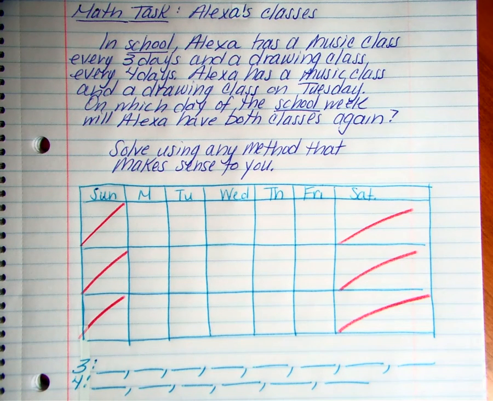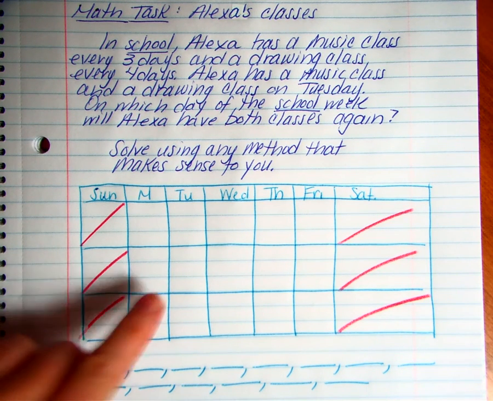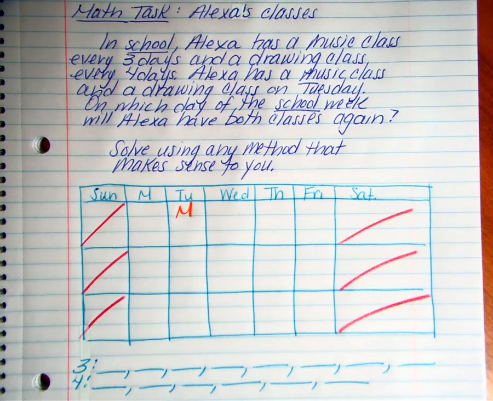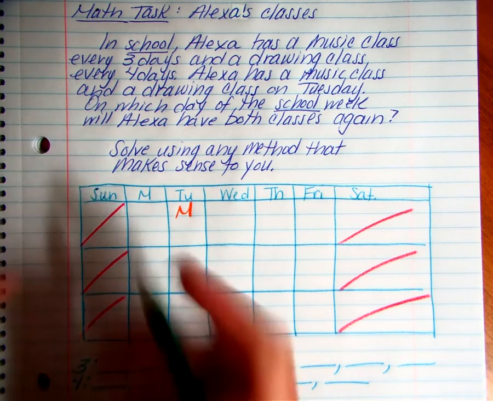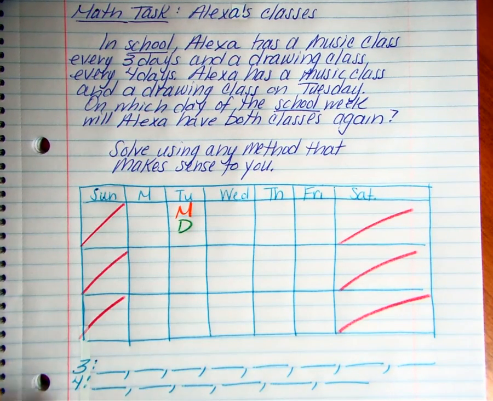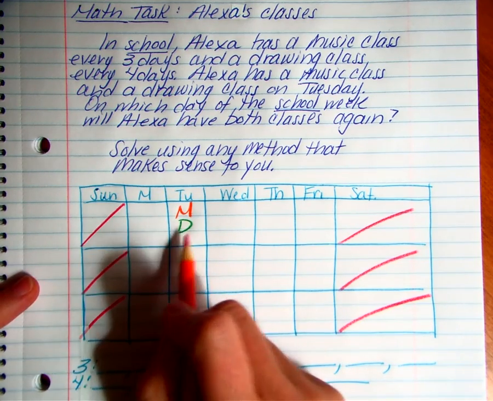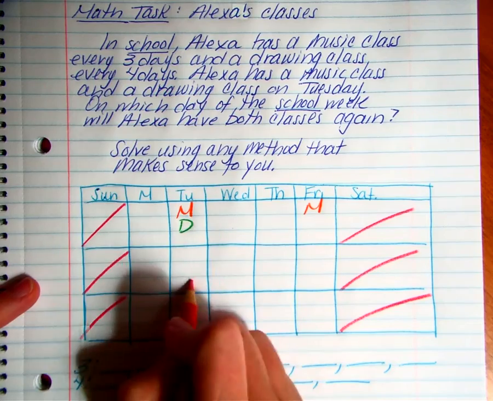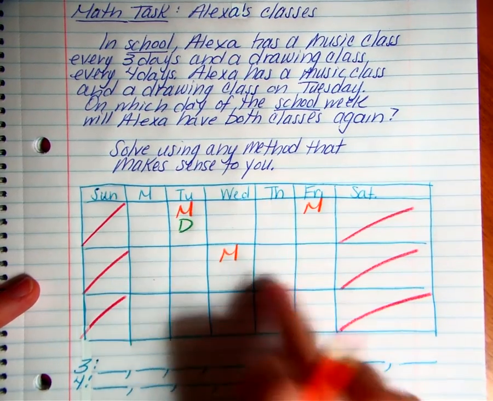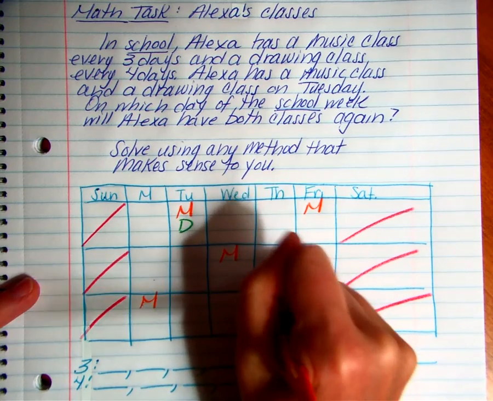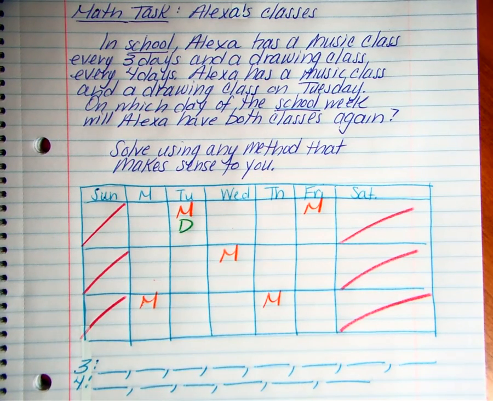She's going to have music class every 3 days. But it starts on Tuesday. And she's going to have dance class every 4 days, but it also starts on Tuesday. Let's go every 3 days with music class. 1, 2, 3. 1, 2, 3. Okay, we got music class set up.